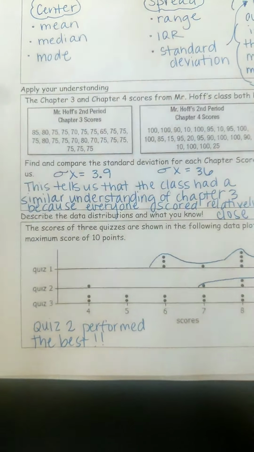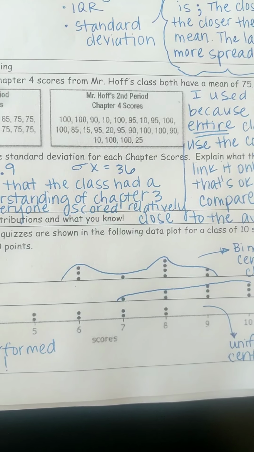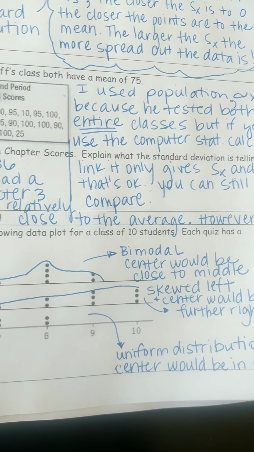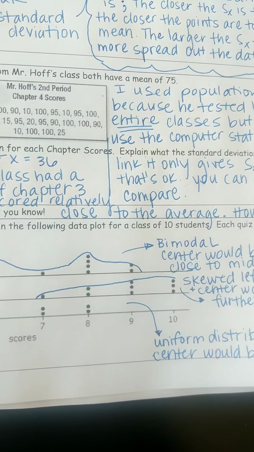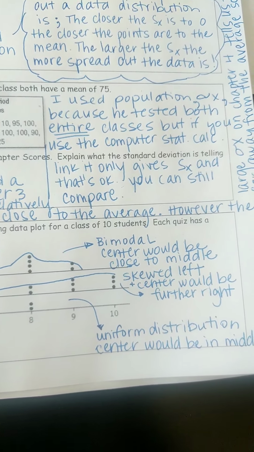Okay, and then this one is kind of a review. It says describe the data distributions and what you know. So I kind of traced the data distributions. I said, oh, this one looks kind of bimodal to me. However, the center would be close to the middle. Quiz 2, it looks like it's skewed left. The tail is going off to the left.